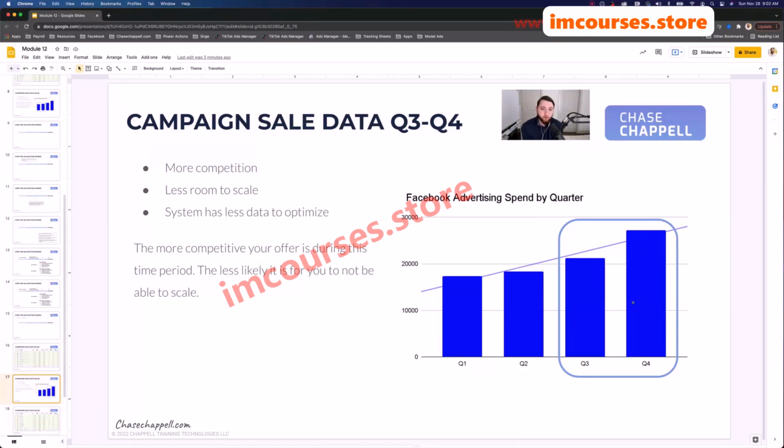So you have to balance these two different things by understanding human behavior, and then also understanding how many people are going to be willing to purchase around these times, as well as what the competition looks like. So the more competitive your offer is during this time period, the less likely it is you're not going to be able to scale. You will be able to scale if your offer is a lot more competitive.